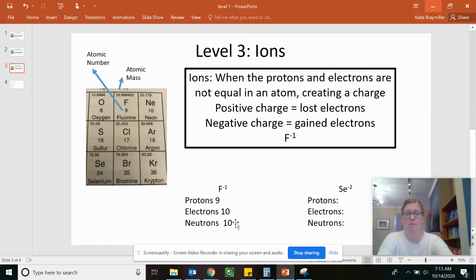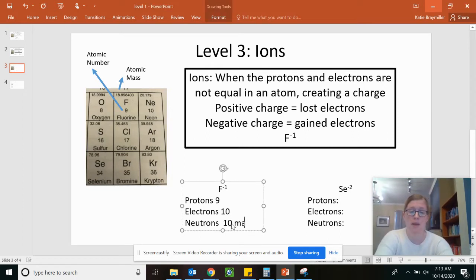And remember that mass equals protons plus neutrons. So if I look at this, if I know my mass on the periodic table is 19 and my protons are 9, that tells me my neutrons are 10. 19 equals 9 plus x. Right now, pause this video and try this example on a sheet of paper. Then check your answers by hitting play again.